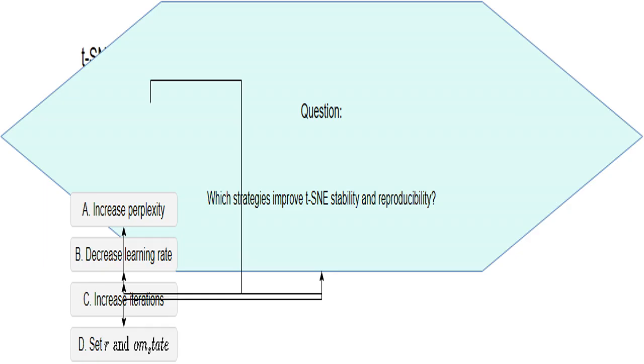The core problem is that TSNE's results can change dramatically just because of the initial random starting point. It's like trying to find the lowest point in a dark, bumpy valley. Your starting spot significantly impacts where you end up.